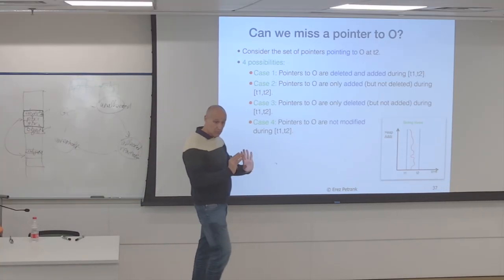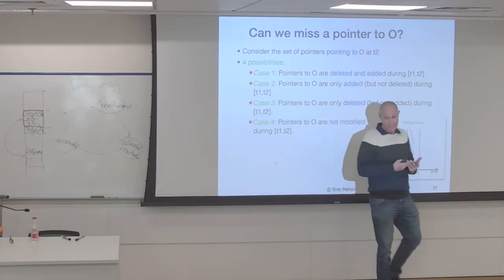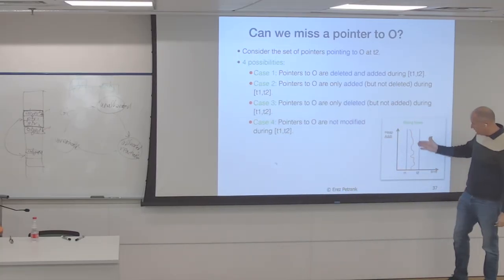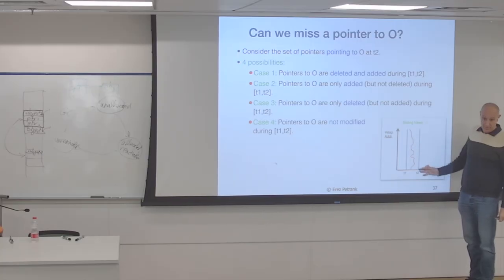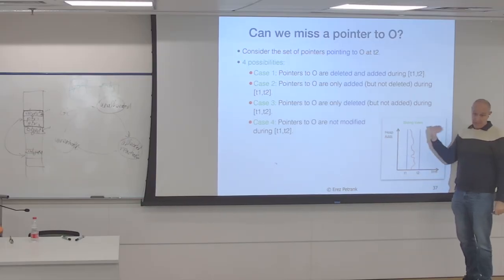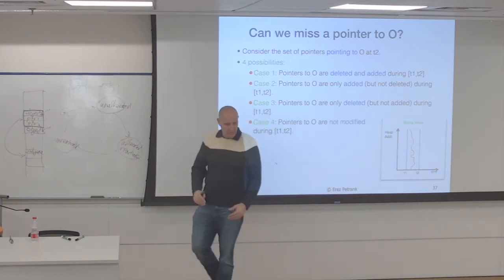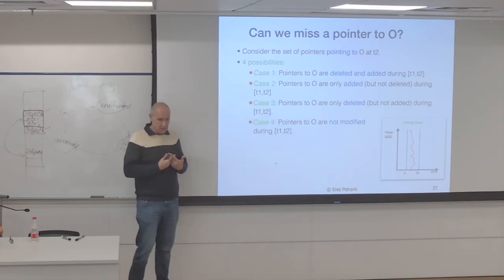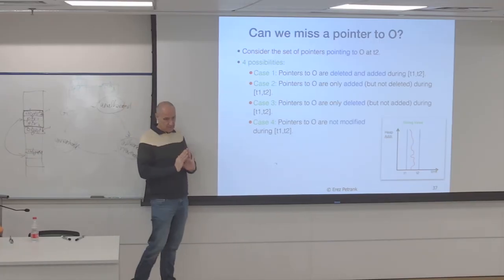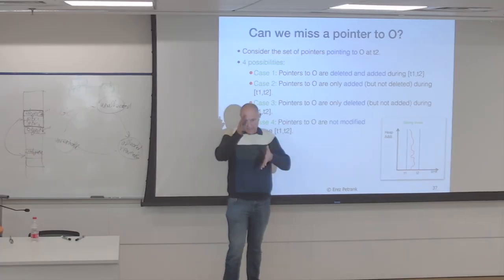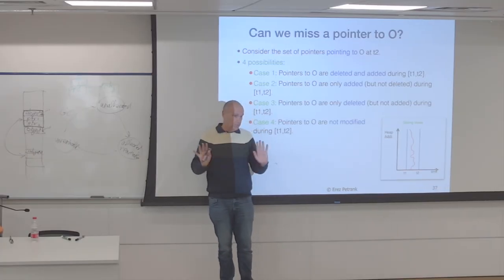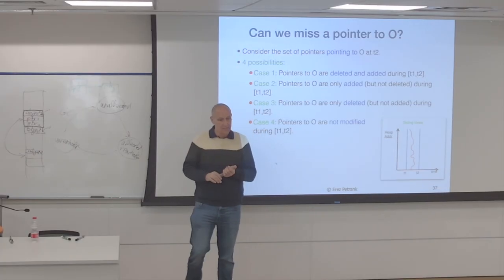So deleted is not what I want. I want to see all the pointers as they were in T2. So if I read between T1 and T2, I see more pointers. If they're only deleted, I see more pointers. Yeah, I will trace more pointers. That will be fine because I will not miss a reachable object. My goal is to not miss a reachable object. I will not have a snapshot view, but I will not miss any reachable object. This is my goal.